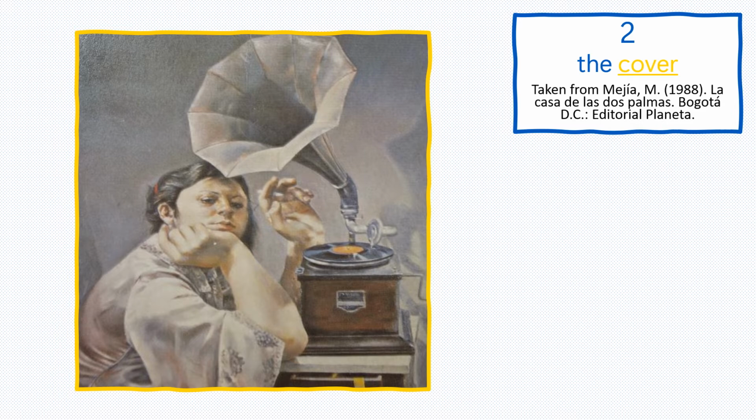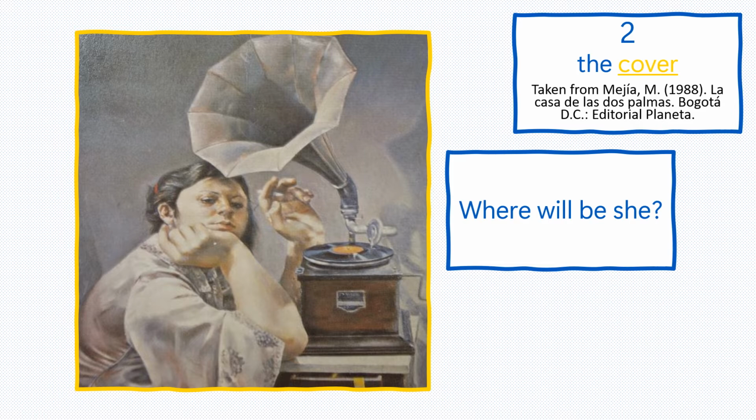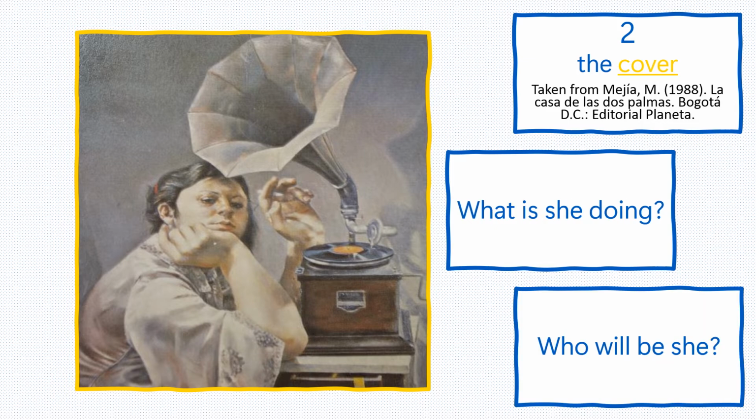Here, the girl in the song. Where will she be? Could we ask where she will be? We could predict where she will be, or who she will be. What is she doing? What is that thing behind her? And then first we are predicting. Second, we are confirming.